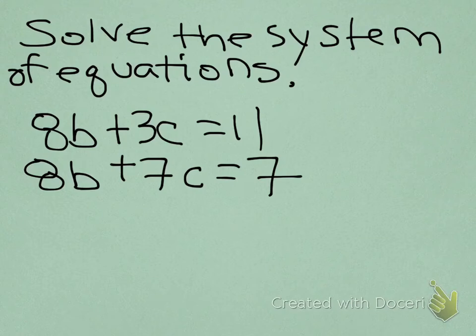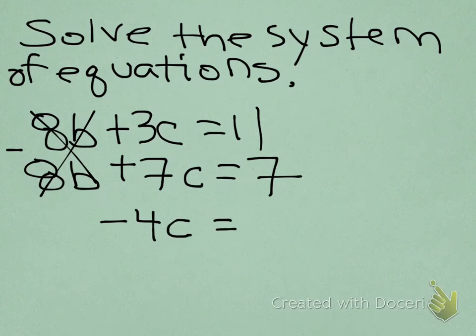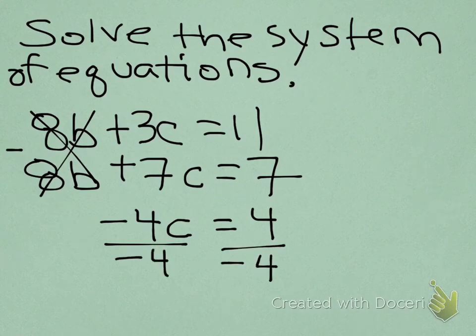Here we are asked to solve the system of equations, and then we're going to pick our multiple choice answer on the next page. So we're going to subtract here because we want to cancel out the 8's and the b's. So 8 minus 8 is 0. 3 minus 7 is -4c, and 11 minus 7 is positive 4. So to get C, I would need to divide by negative 4, which gives me C is negative 1.